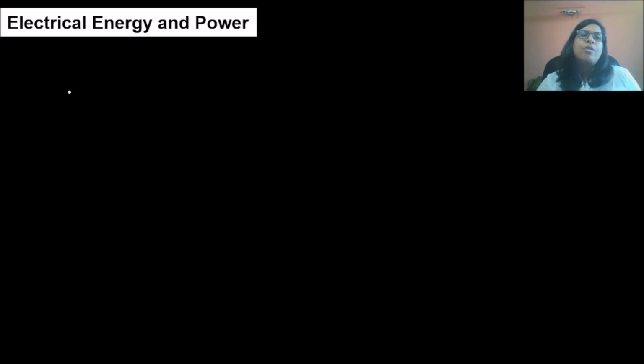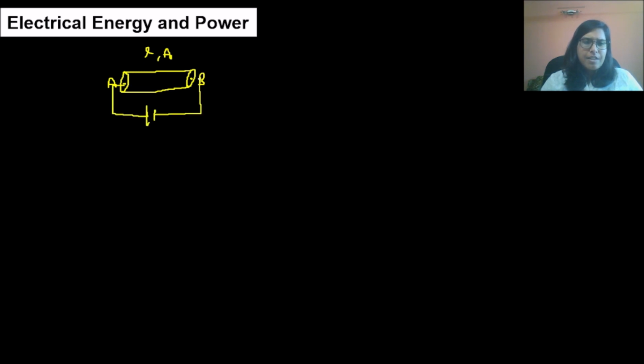Now we will see the formula for electrical energy and power. Suppose we have a conductor of length L and cross-section area A, and suppose this end is A and this end is B, and now we apply a voltage across this conductor. If at end A the voltage is VA and at B the voltage is VB, then the voltage difference will be VA minus VB, right? This is the high voltage end and this is the low voltage end.